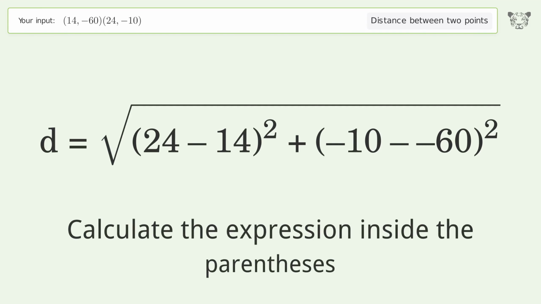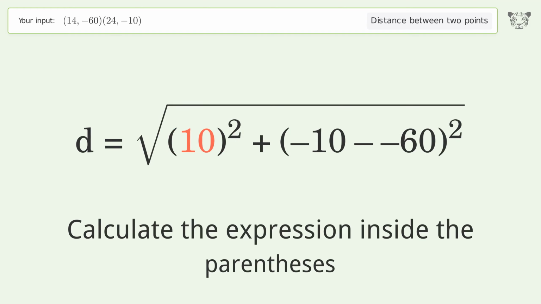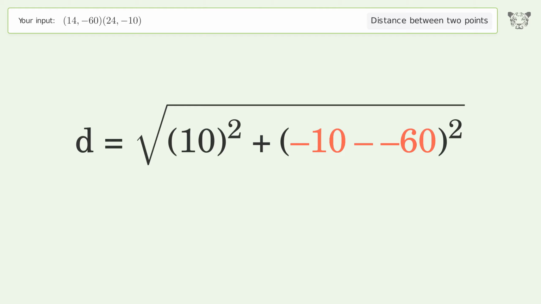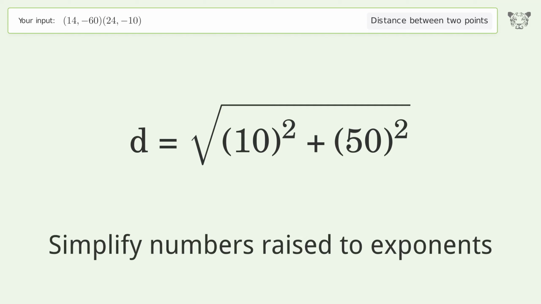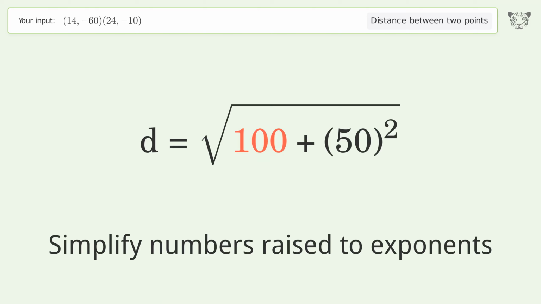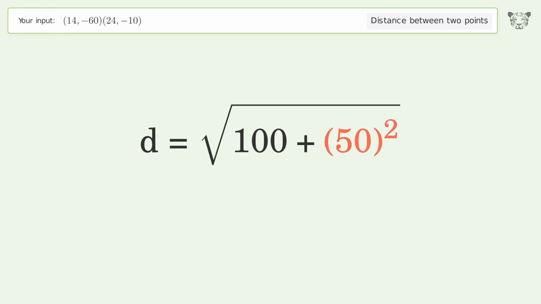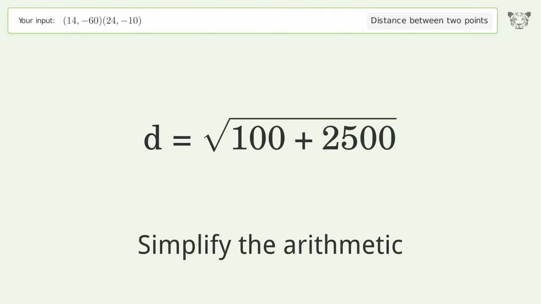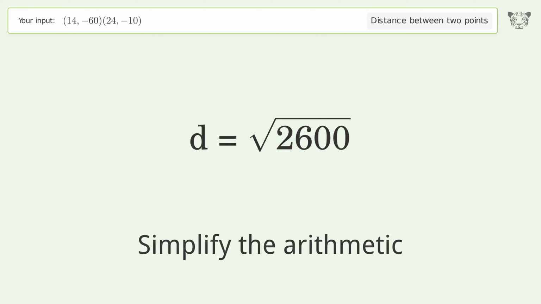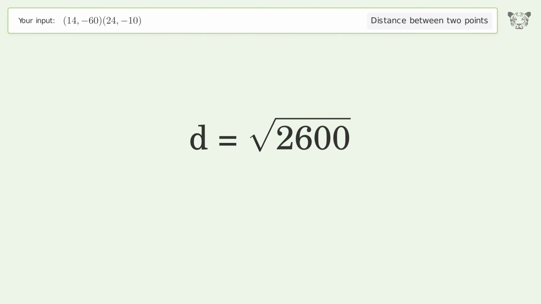Calculate the expression inside the parentheses. Simplify numbers raised to exponents. Simplify the arithmetic. And so the distance between the 2 points is the square root of 2,600, or 50.99.